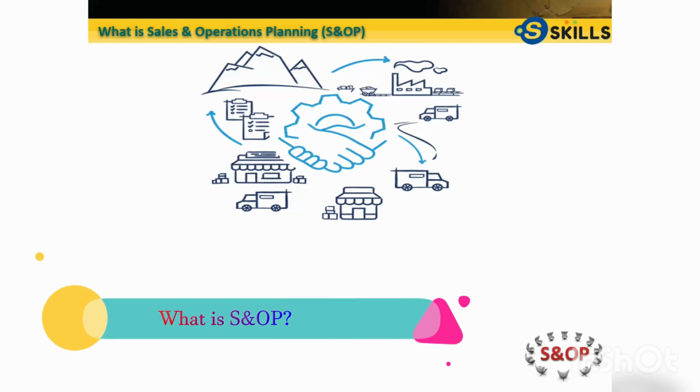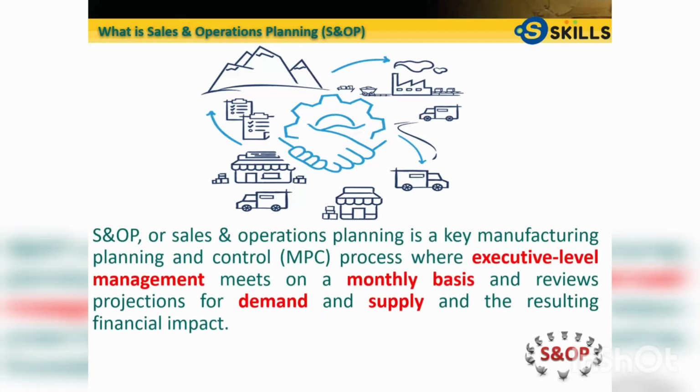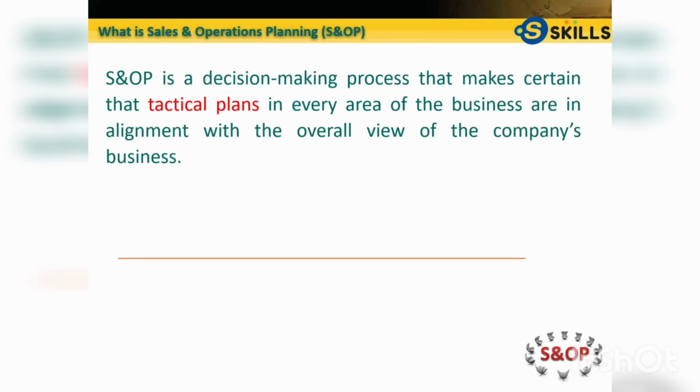So, what is S&OP? S&OP, or Sales and Operations Planning, is a key manufacturing planning and control process where executive level management meets on a monthly basis and reviews projections for demand and supply and the resulting financial impact. S&OP is a decision-making process that makes certain that tactical plans in every area of the business are in alignment with the overall view of the company's business.